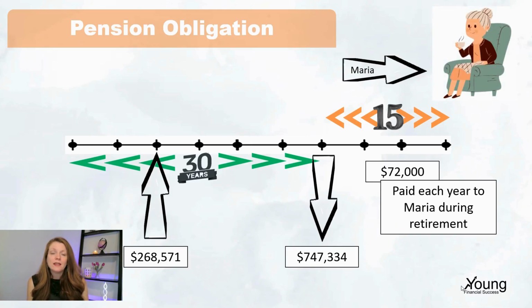And at that point, Maria will have worked all of her years, and now she's sitting there happily in her 15 years of retirement, sipping her coffee and watching her soap operas. And she's getting paid $72,000 a year to do that because of this pension obligation.